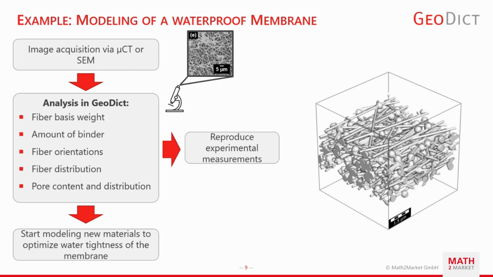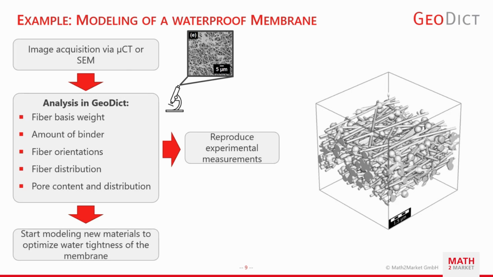And here we have a nice example. This is an SEM image at the top here, from the microscope, that you see from a waterproof membrane. It could be something like a Gore-Tex that you have in your winter jacket when you go skiing. And when you have this image data available, you can also analyze the non-woven for the fiber basis weight. You can have a look at the amount of binder. You can look at the fiber orientations and the fiber distribution. And you can just as well look at the pore structure that is inside the material.